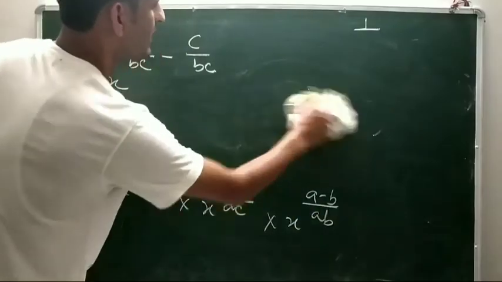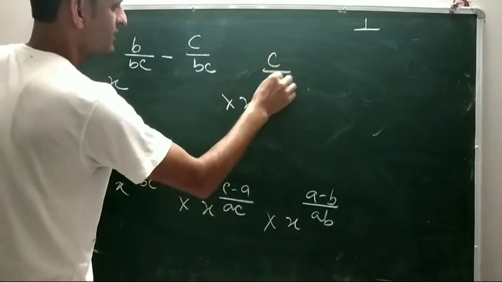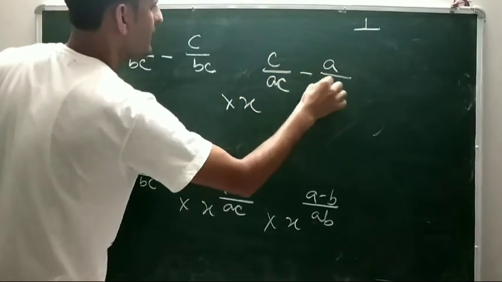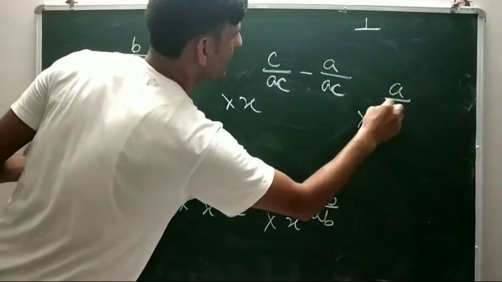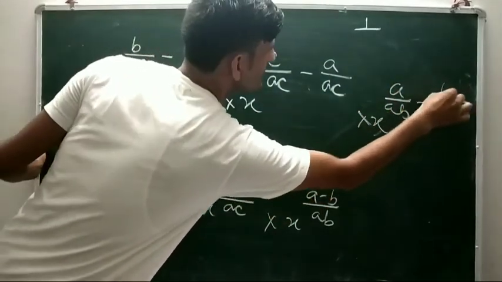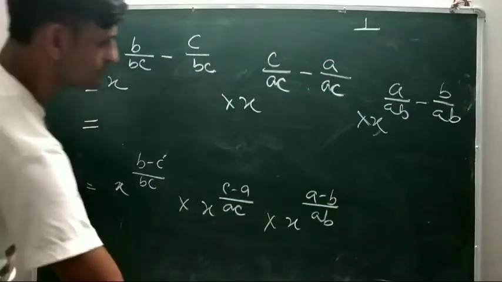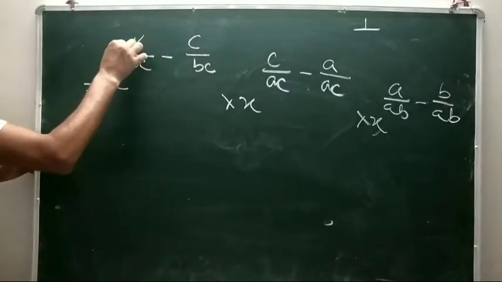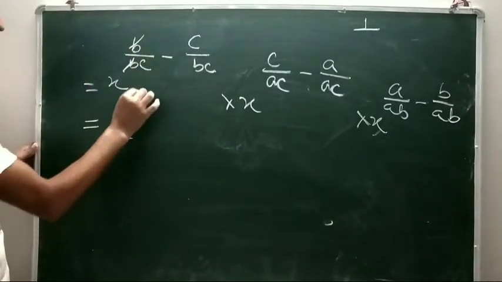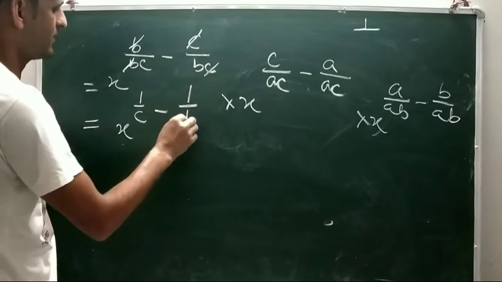Now in the same way we can write this one, see, x to the power C by AC minus A by AC. In the same way here also, x to the power A by AB minus B by AB. So let's see how we can solve. This C, B and B can be cancelled. So x to the power 1 by C, minus, C and C can be cancelled, x to the power 1 by B.